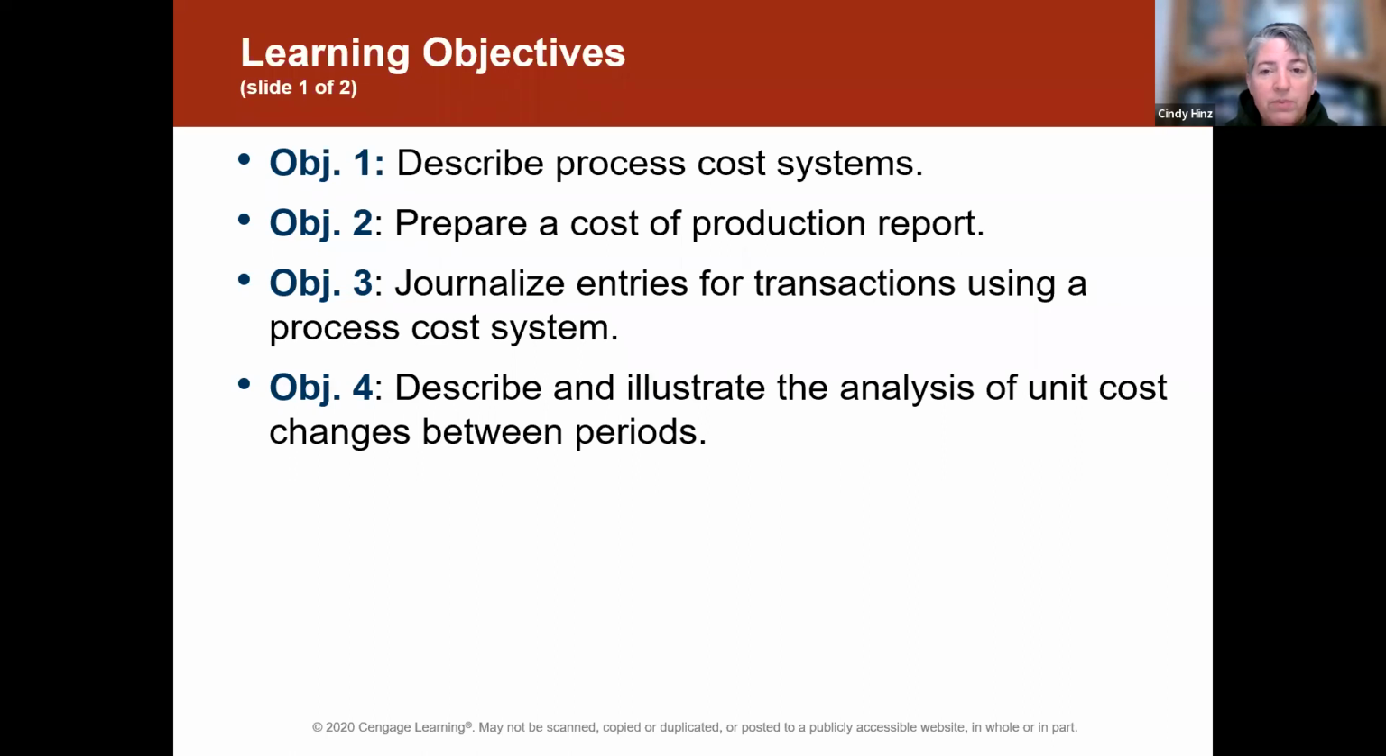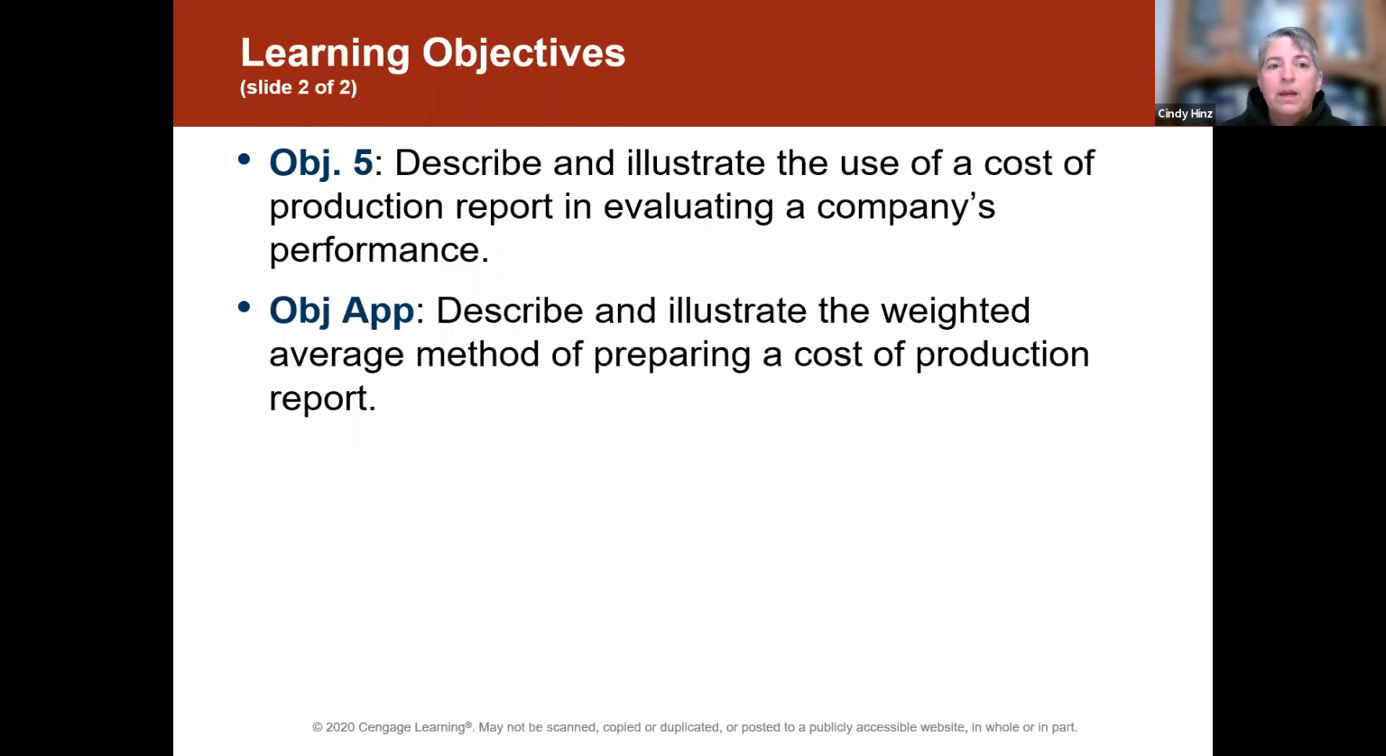Once we have that cost report, we'll be able to journalize the transactions, very similar to what you just did in the Chapter 16 problem, or you will be doing, that we just went over. And then we'll be talking about how we compare what we have this period and what we have from a prior period to know if costs are increasing, decreasing, fluctuating around, and so on. And Objective 5, we'll also be looking at the very end of the chapter: how do we use this to evaluate how we're doing as a company?